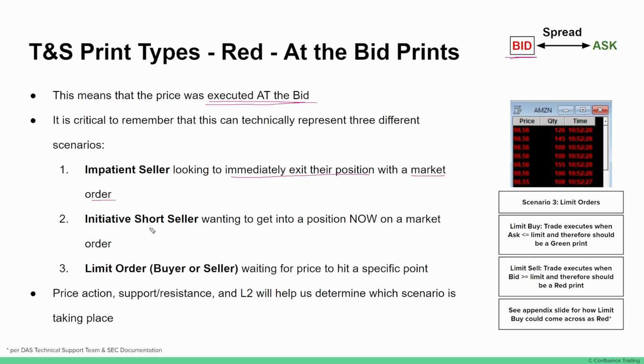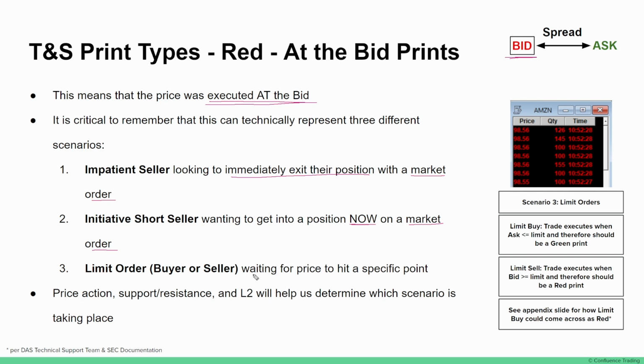Second, you have an initiative short seller. Now, an initiative short seller, they're wanting to get into a position now, immediately. So they do that on a market order. Once again, they're selling with a market order. They will show up as a red print at the bid. The third participant type, which is probably the hardest to specifically analyze just based on the color of the print, is the limit order, or kind of the patient buyer or seller.